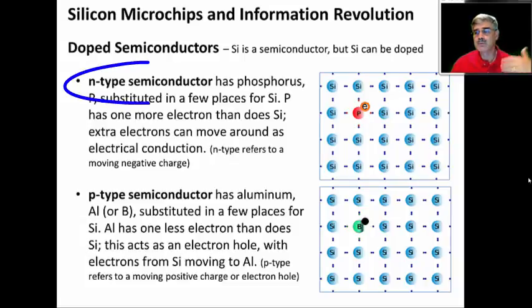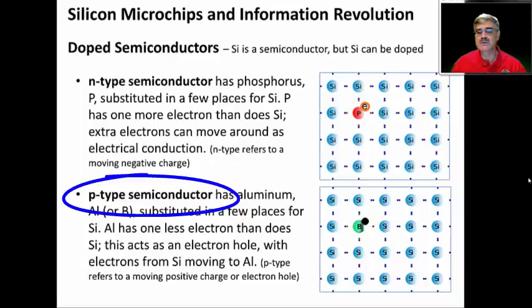Going back to the top, where we have extra electrons, we call this an N-type semiconductor. N for negative, or mobile negative charge. So an N-type semiconductor has extra electrons. The bottom is what we call a P-type semiconductor, P for positive charge or electron hole.